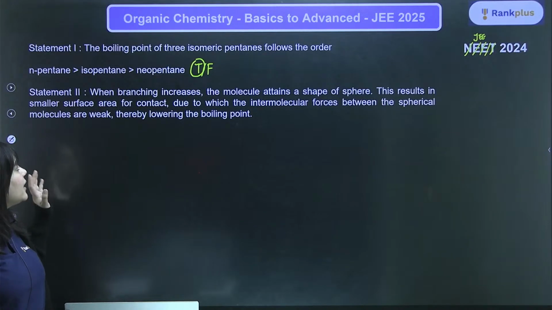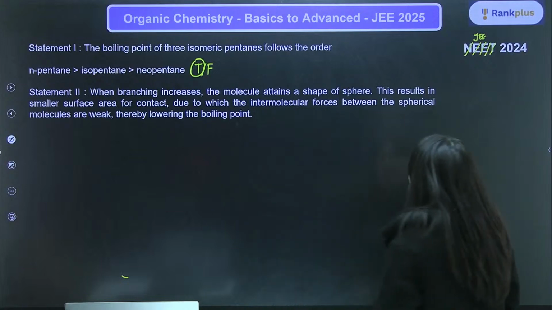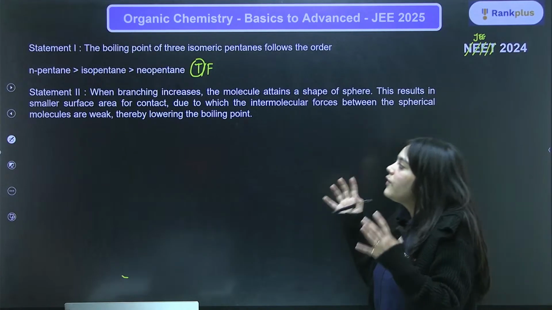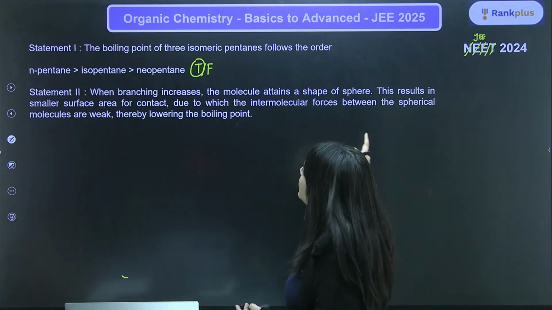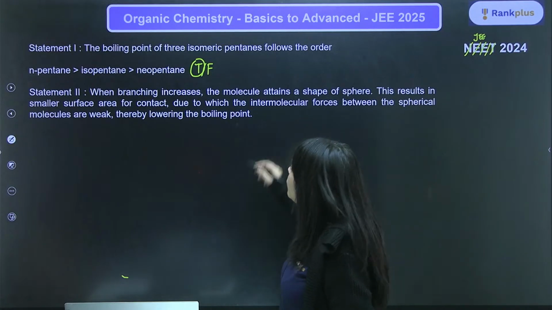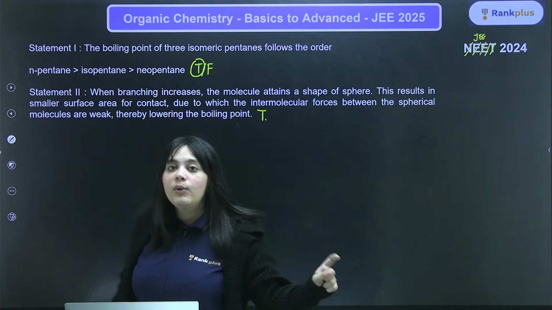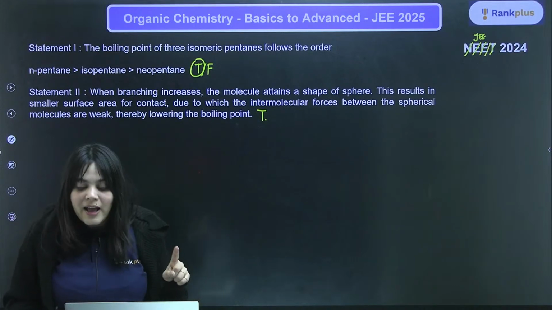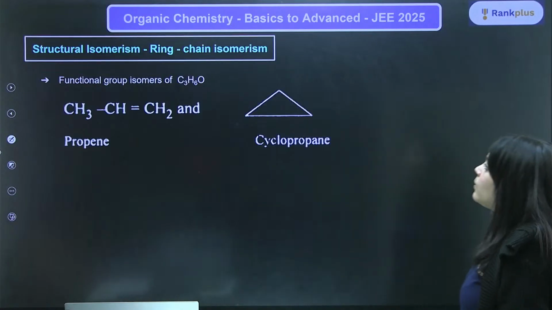Let us look at the second statement. When branching increases, the molecule attains the shape of a sphere. Yes, that is true. This results in a smaller surface area of contact. Absolutely true. Due to which intermolecular forces are weak. Absolutely true. Hence lowering the boiling point. True statement. This is the exact reason I gave you. Both A and R are true. Absolutely. Now let's move on to the next.